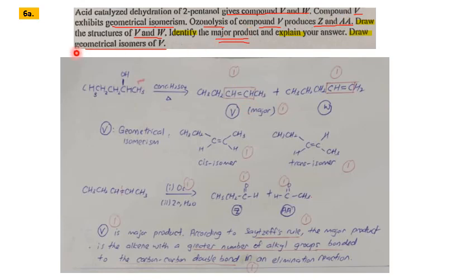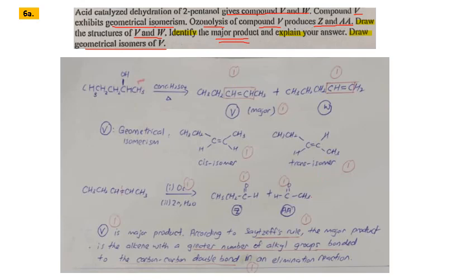And then draw the geometrical isomers of V, done. You must label: this is the cis isomer, this is the trans isomer. If you are able to give the name, then it's better. So this is cis-2-pentene, and this one is trans-2-pentene.